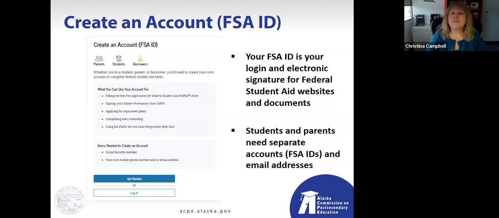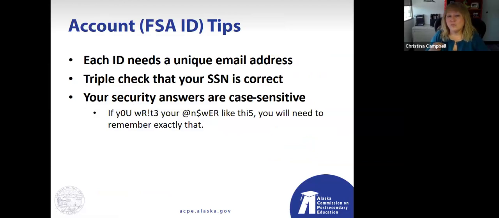It's annoying, but it's needed, and it's to protect the student's identity so that nobody steals their information. And quite honestly, if somebody steals the student's FAFSA information, they could proceed to take out a whole bunch of loans in the student's name. So these little rules and steps are there to protect the student. So they will have to go through that every single time they log in, which is why they want their own unique email.